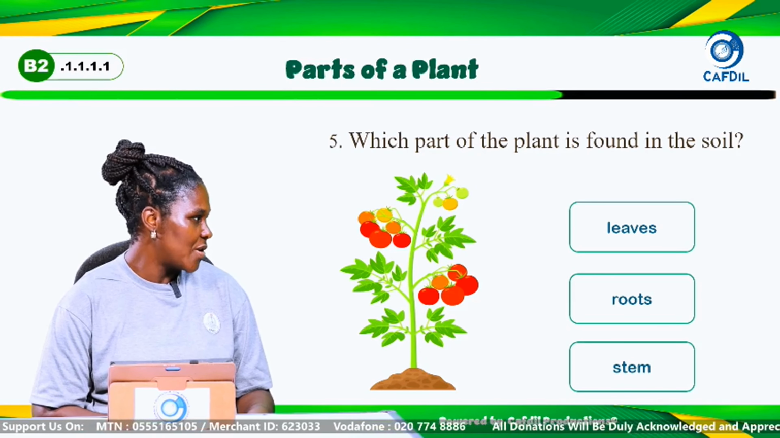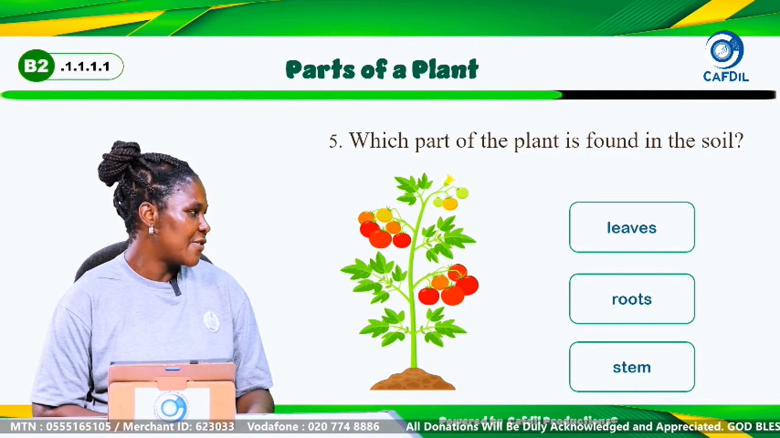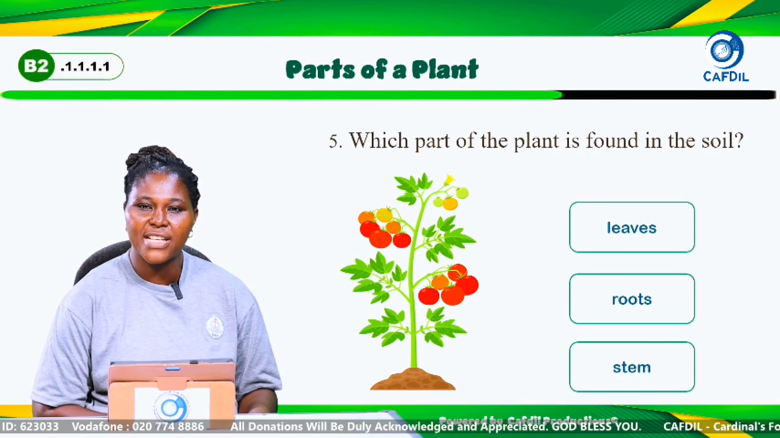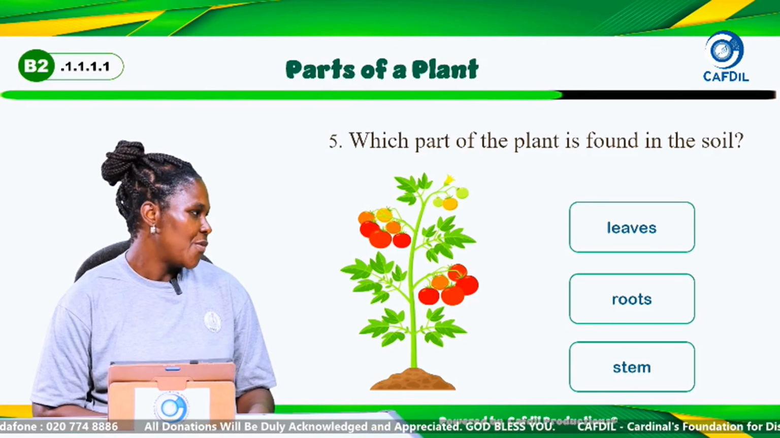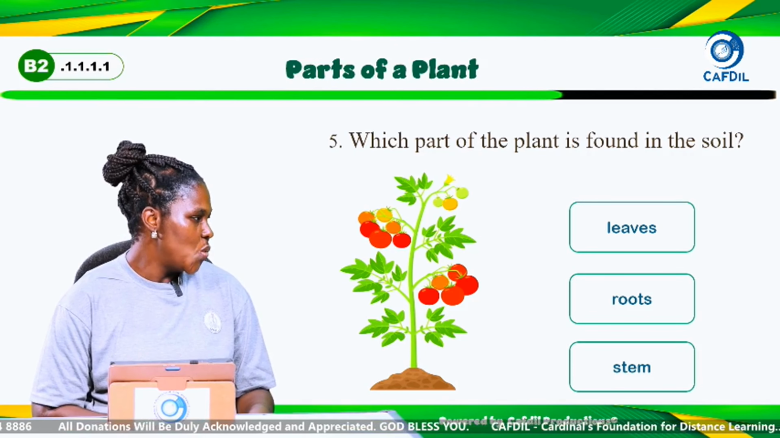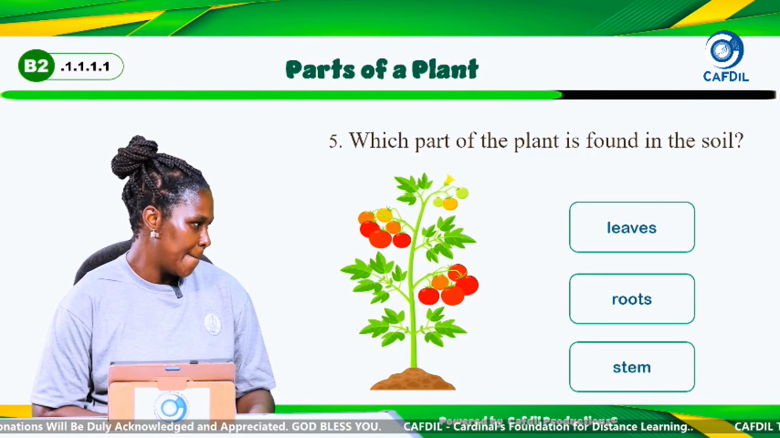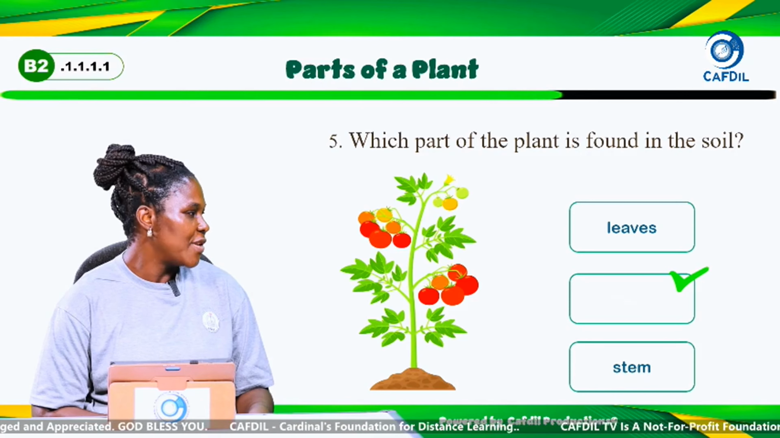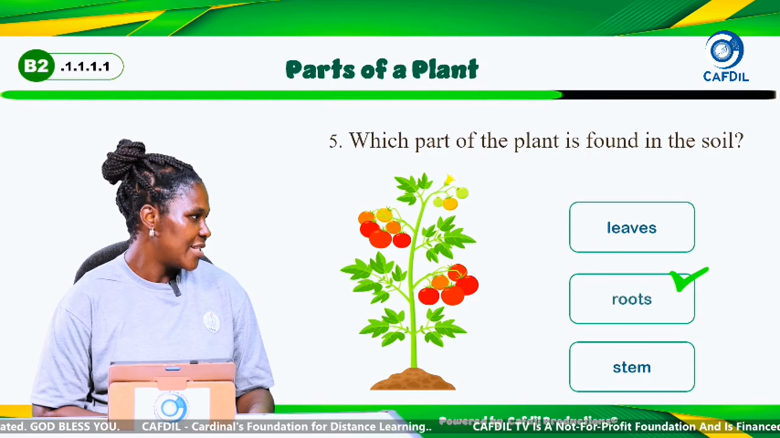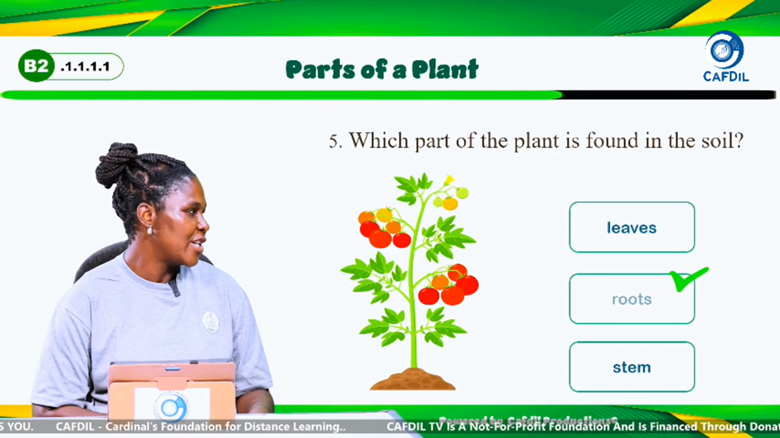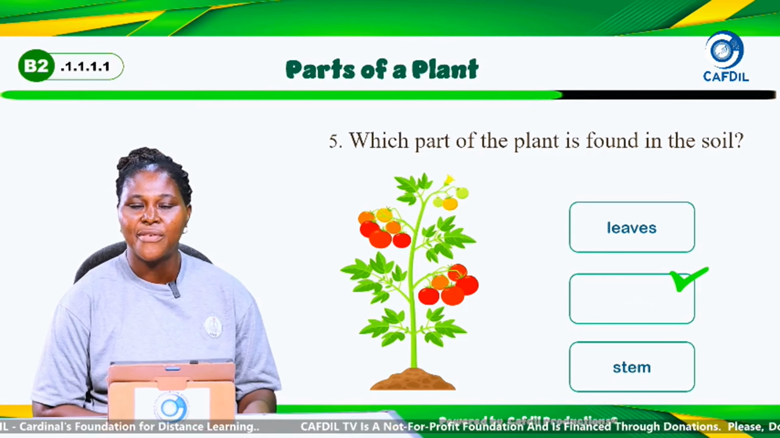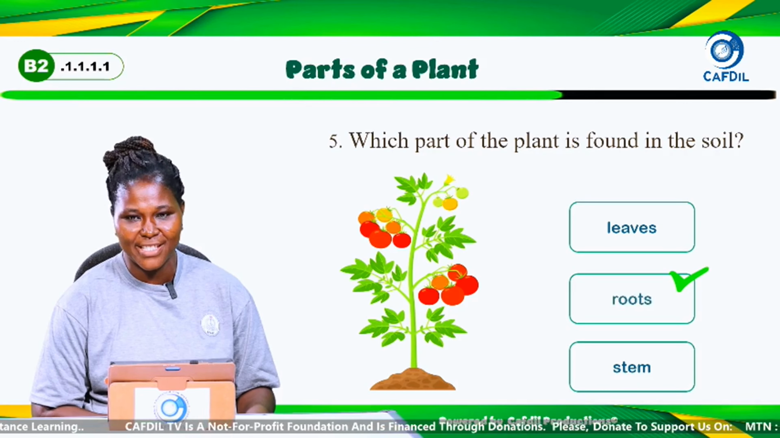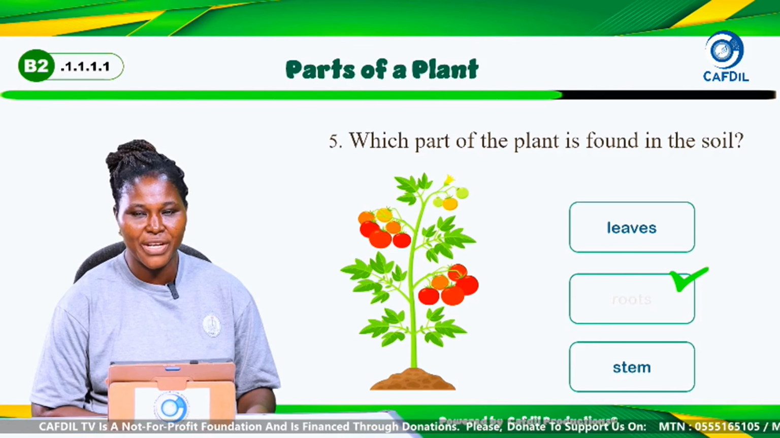And the last one, which part of the plant is found in the soil? We have the leaves, roots, and stem. Which one? We have the roots. The root is found in the soil. You have done very, very well. I hope you are following the lesson. Yes, I'm sure you are doing it.